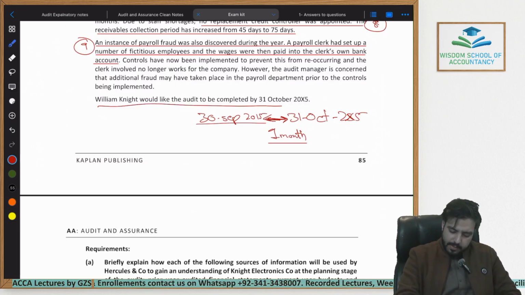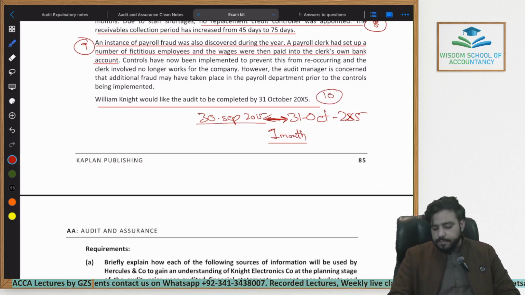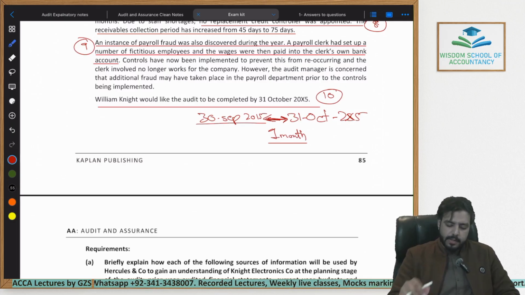This is a risk, by the way. This is the 10th risk that we identified. In that examiner report, the examiner specifically states that 99% of the students who attempted this risk made one specific mistake. They forgot that this is an audit risk question.